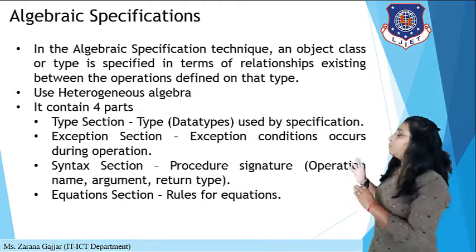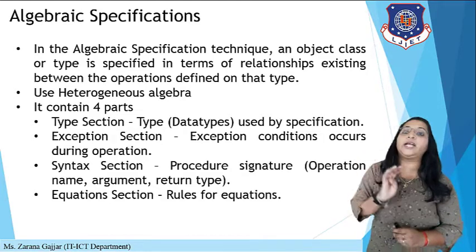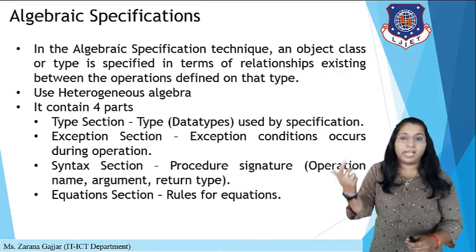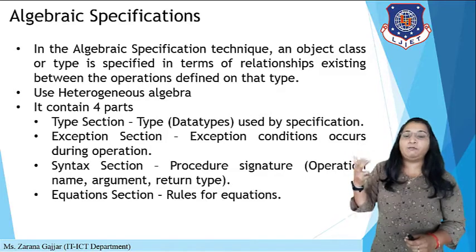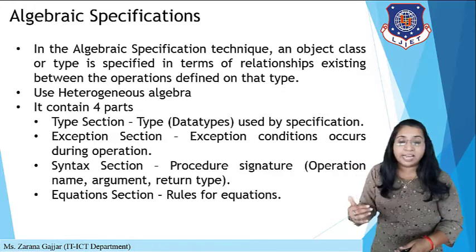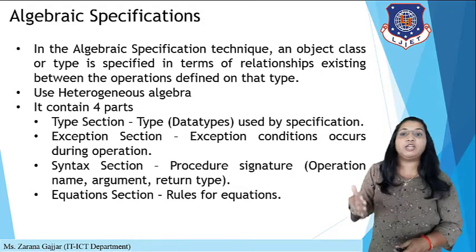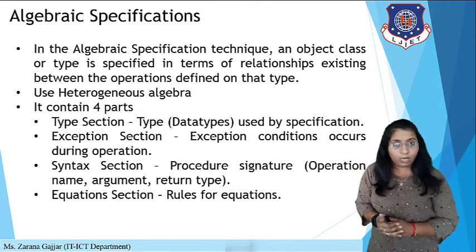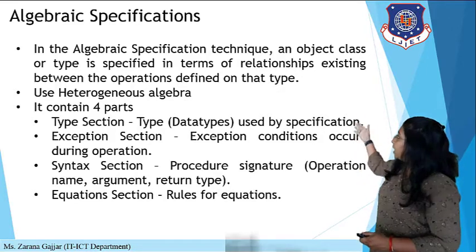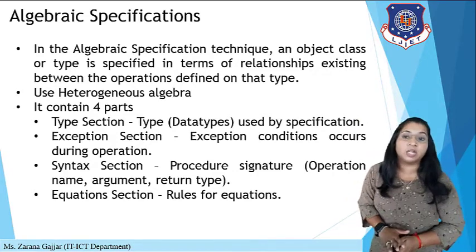Here we use heterogeneous algebra, and it has 4 parts. The first part is the type section, in which you have to mention a data type. Second is the exception section, in which you define what the output will be if any error occurs. So you have to mention the exception conditions. Then the syntax section, where the procedure signature is mentioned, and last is the equation section, in which you define all the rules for your equation. So in algebraic specification you have to declare these 4 parts: the type section, exception section, syntax section and the equation section.